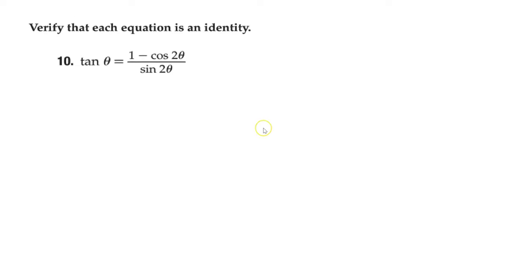How to verify identity using this stuff. So you see this here. We're going to verify an identity. Trying to match this. Now right here, 1 minus cosine 2 theta. That's not 1 minus cosine squared, so I can't make that sine squared. But I could simplify this and simplify this. So let me work on the bottom first. Sine 2 theta is 2 sine theta cosine theta.